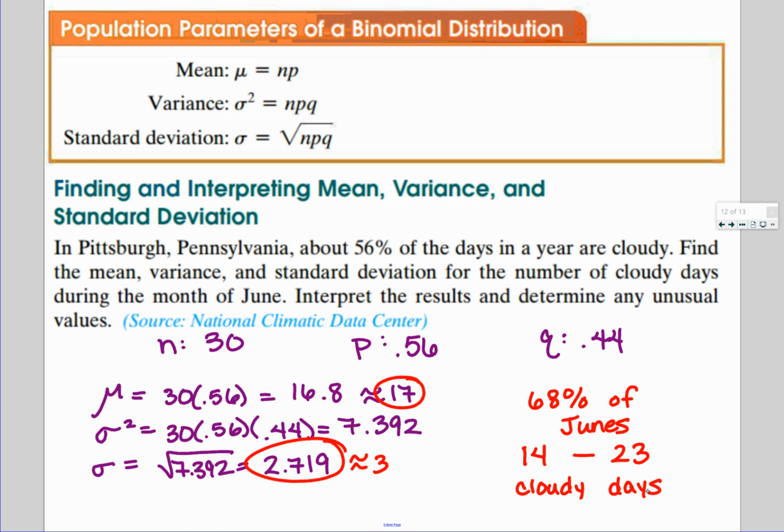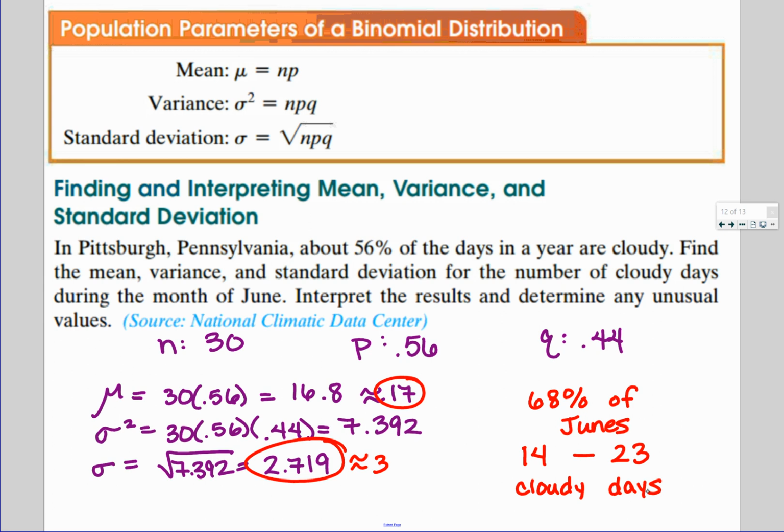And then you could take it a step further if you wanted to. You can go another standard deviation in either direction and say 95% of Junes will have this many cloudy days, and you could add on to those, 99.7% will have this many cloudy days. Okay, that's it. We're done with 14. Any questions?